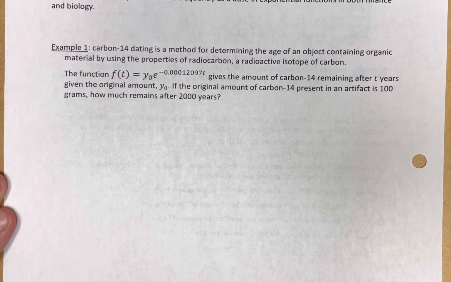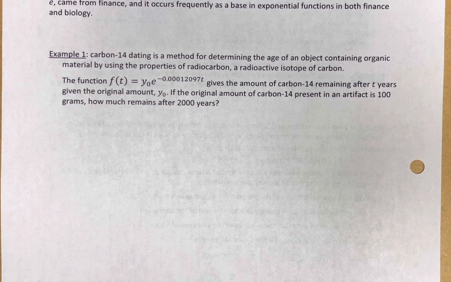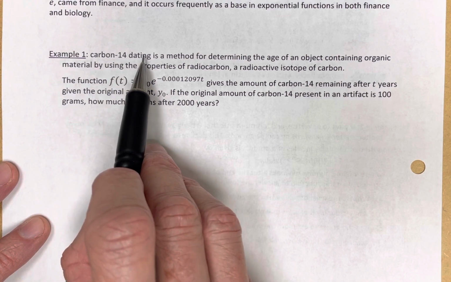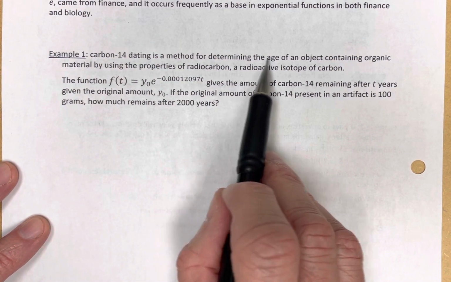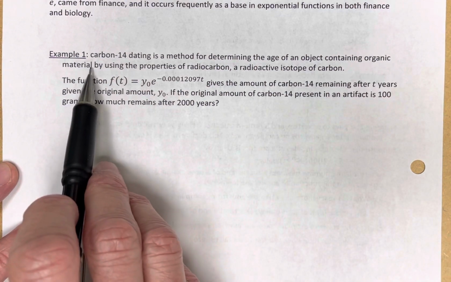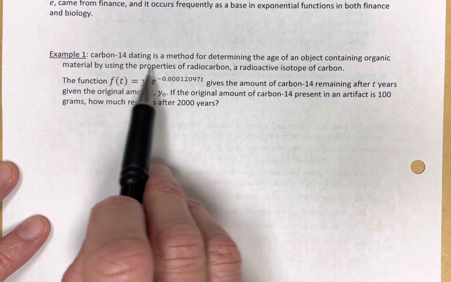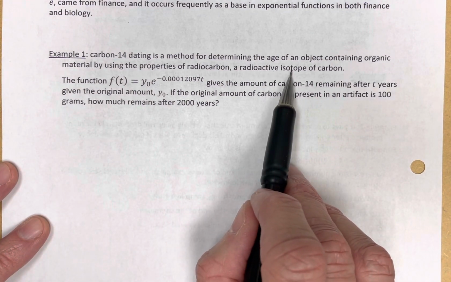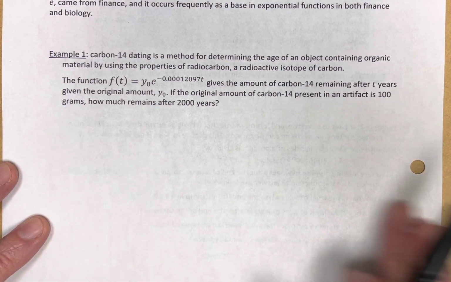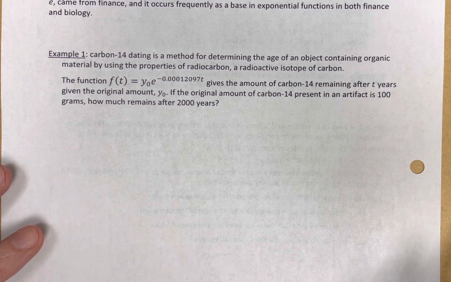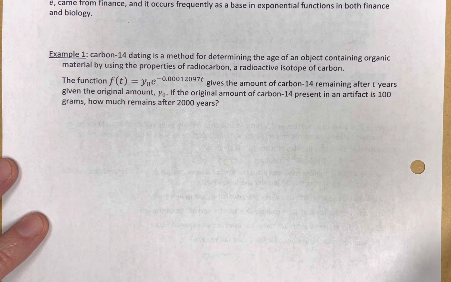Okay, example 1, let's just take a look at its use with a quick example. Talk about carbon-14 dating as a method for determining the age of an object containing organic material by using the properties of radiocarbon, a radioactive isotope of carbon. So they find old stuff and they use carbon-14 dating to determine its age.